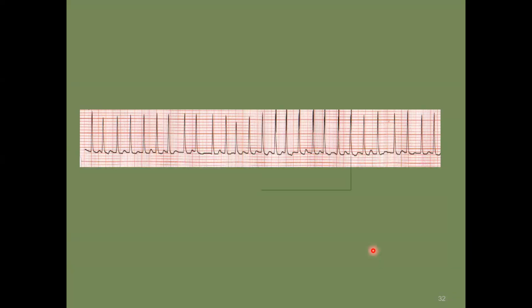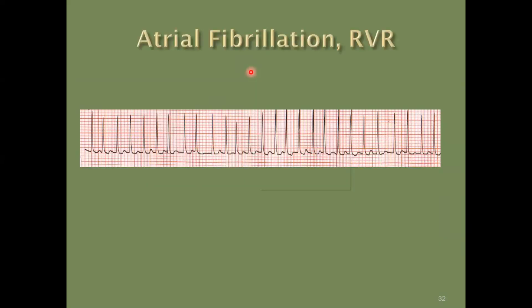What we can see here, and the reason why we can call it AFib, is look at the irregularity of the R to R. All right, you don't have distinct P waves in front of it. So in this case, the irregularity of the R to R lets us know that it is AFib, and we call it a rapid ventricular response. If it were less than 100, we would call it a controlled ventricular response.